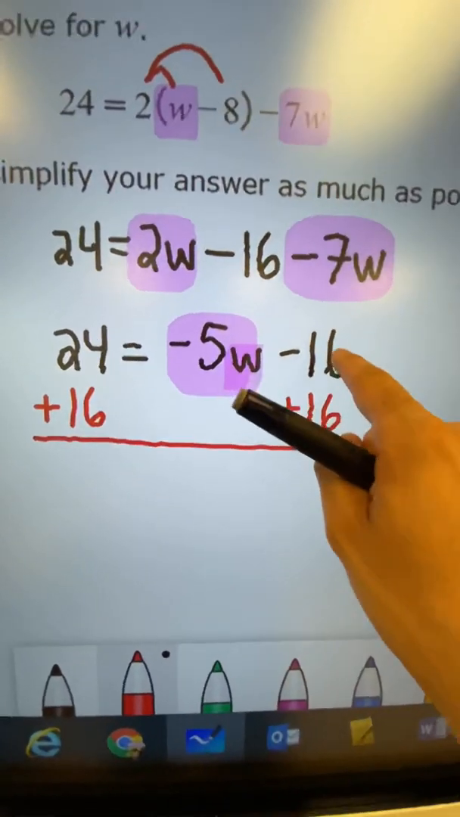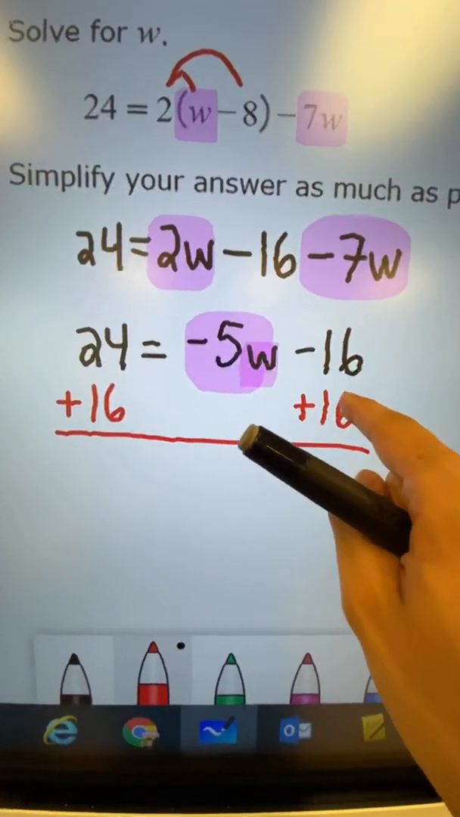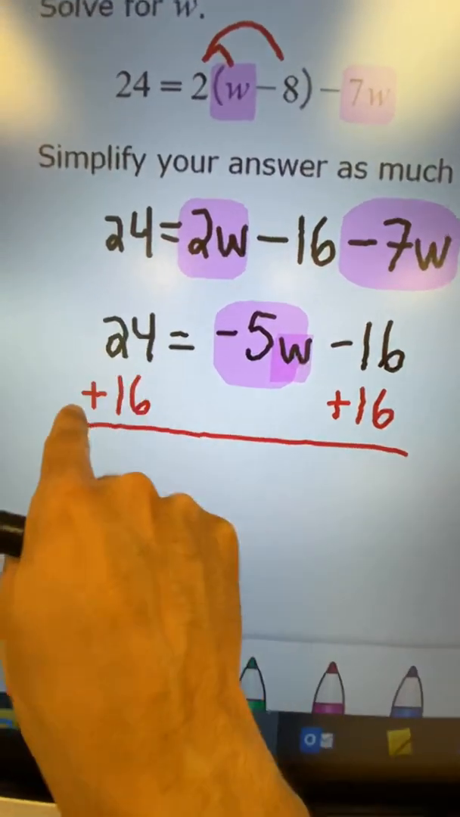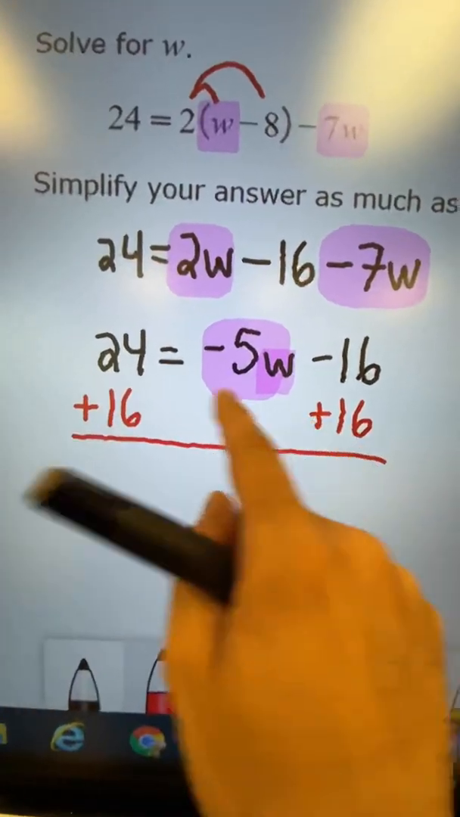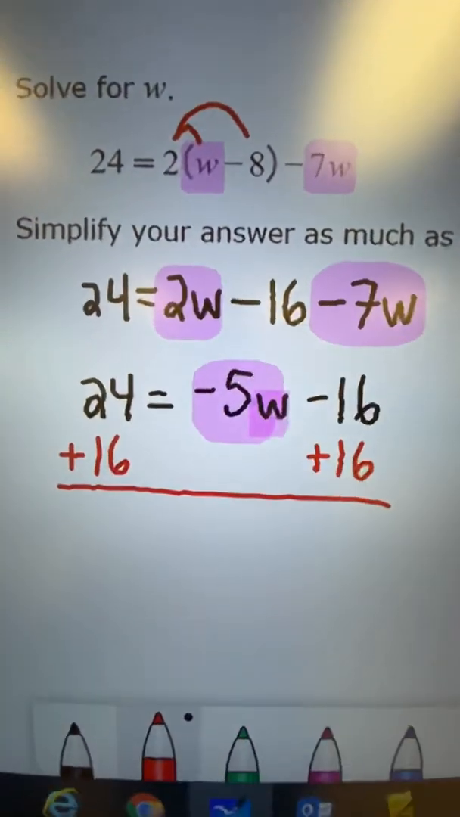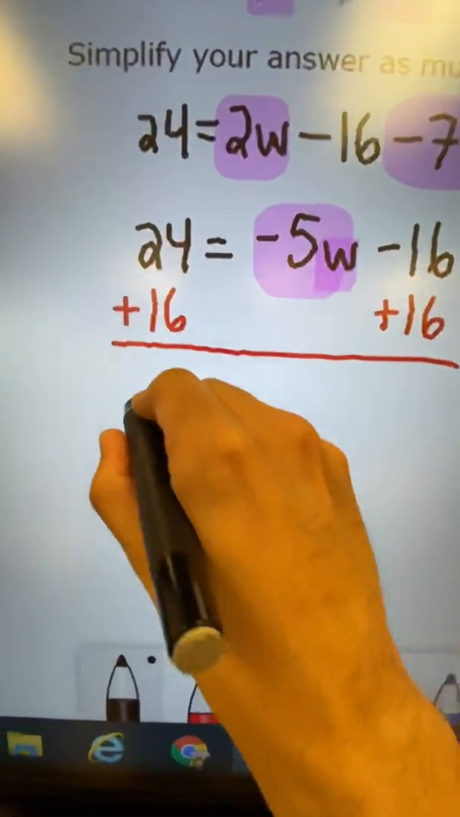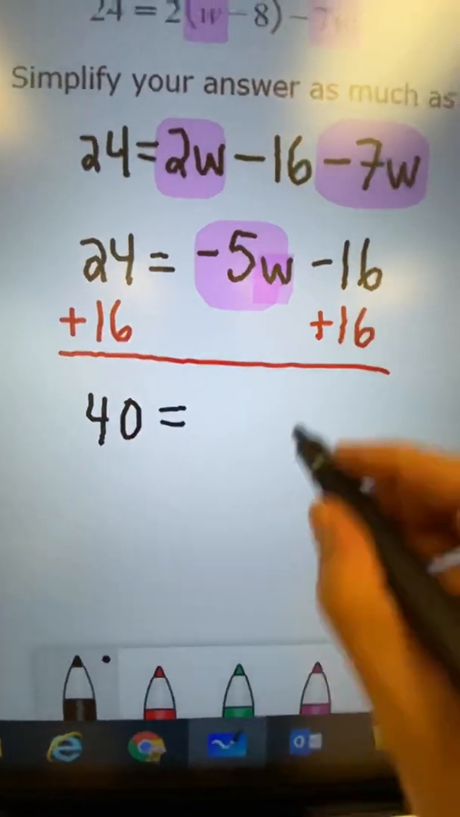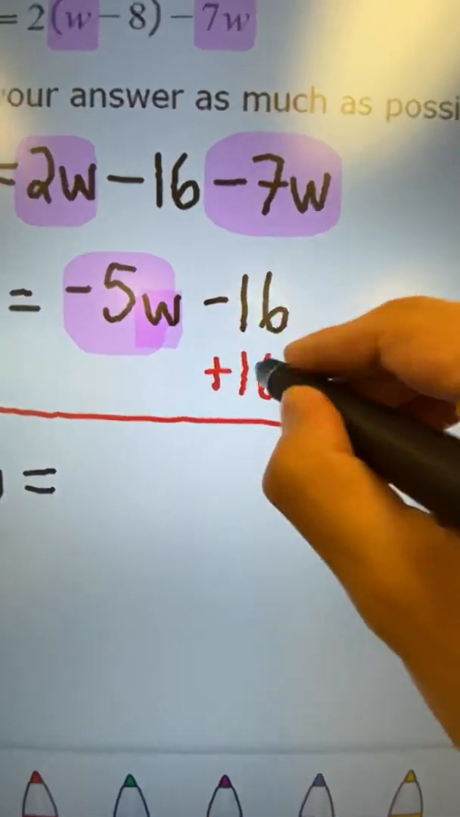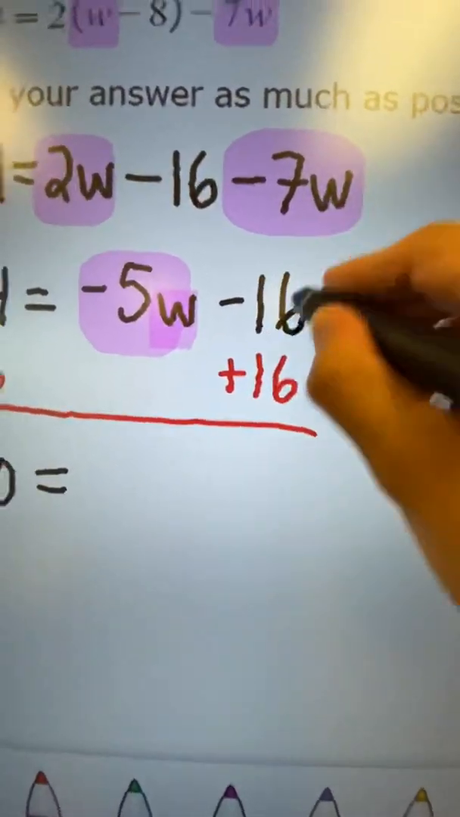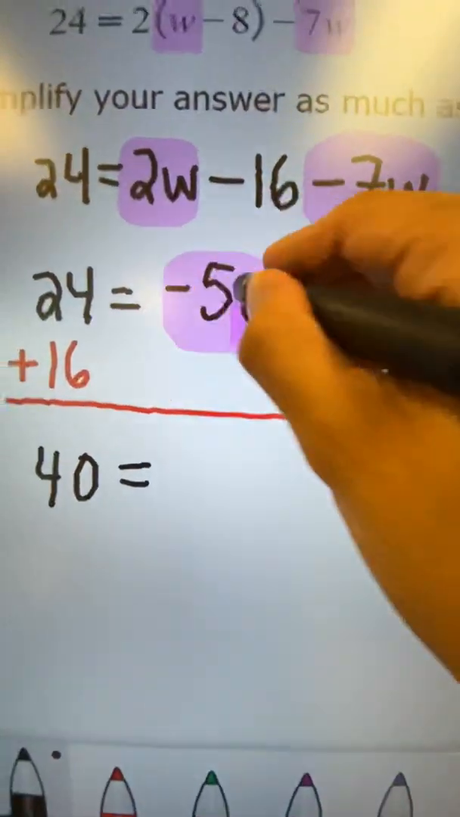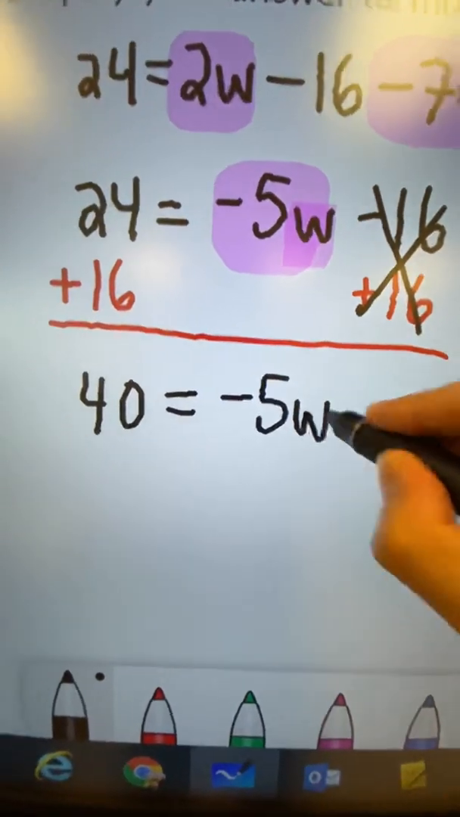So again, notice these are like terms, and I'm using the property of equality on different sides of the equation. I would never use the property of equality for the same side, like I was mentioning in the previous step. So now I bring down my equal sign, and when I add this up, I get 40. And on the right side, when you use the additive inverse, in other words, when you combine opposites, they come out to be 0. So those are gone, and we're left with negative 5w.